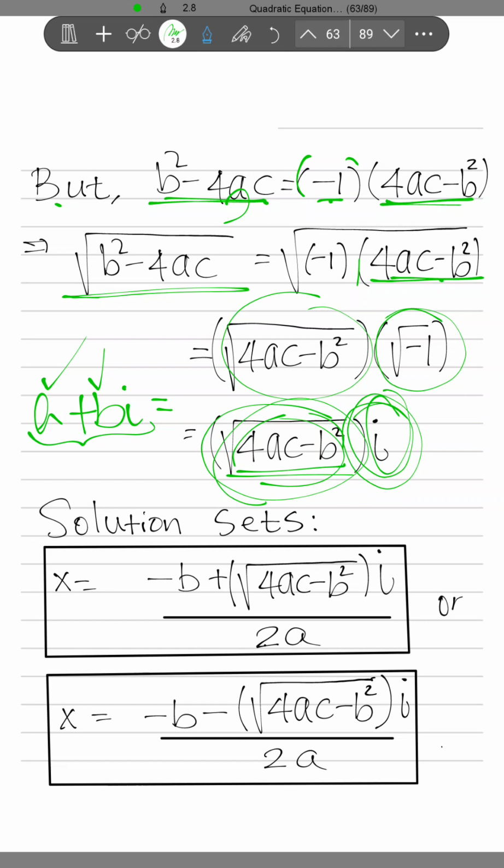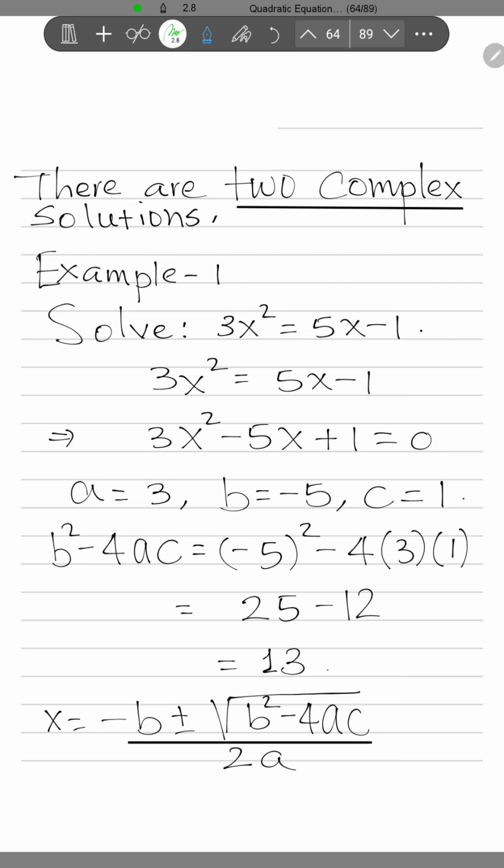So the two complex solutions of this quadratic equation will be minus b plus the square root of 4ac minus b squared, just to get the positive part, and then iota, divided by 2a. The other one, minus b minus. The only thing is that we still have two complex solutions. One has a plus here, another has a minus here. There are two complex solutions in this case. So we can have two complex solutions, we can have two real solutions, or we can have one real solution. These are the cases.